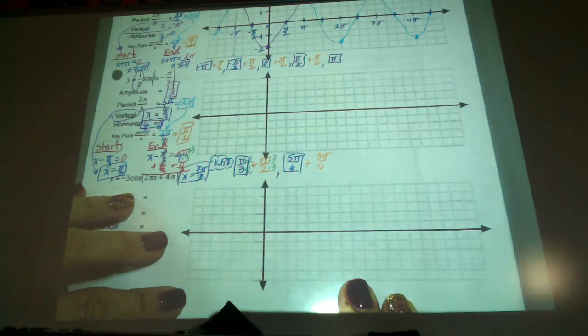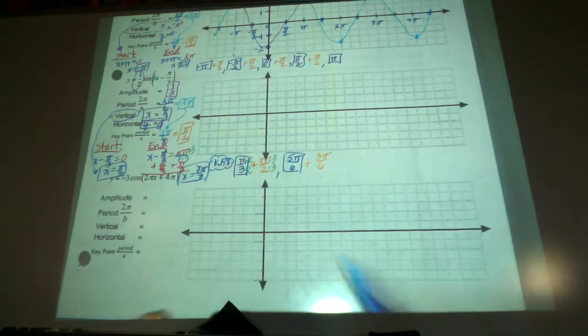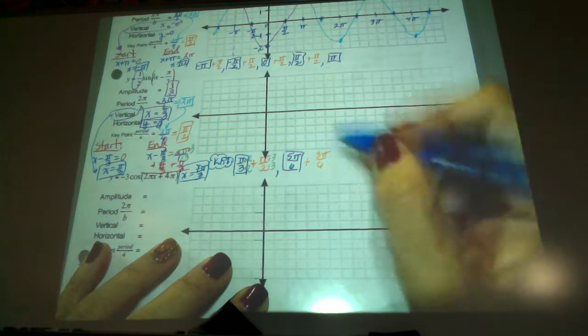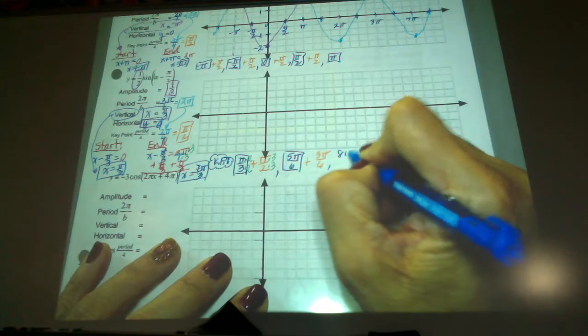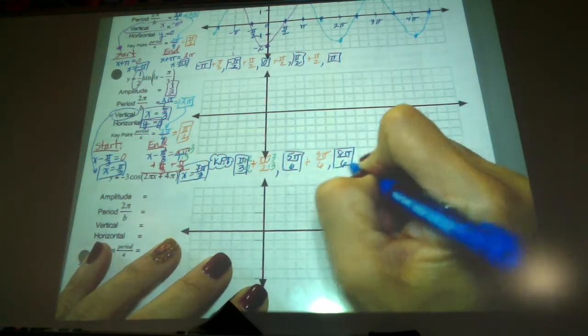And I'm not going to require you to reduce your key points. You can leave them unreduced. It's easier, and it's really not important that they're reduced. So we've got 5 pi plus 3 pi is 8 pi over 6. You'll see why I'm allowing you to have them unreduced in a minute.